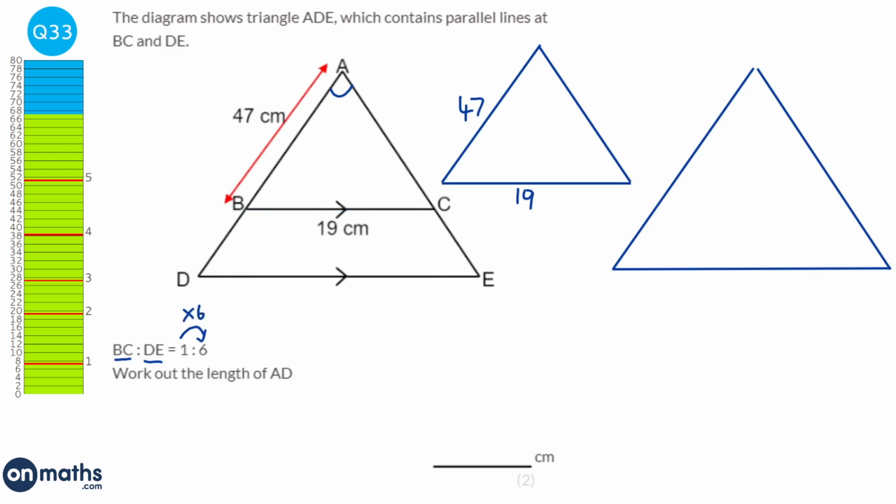So we know the scale factor is 6, and it's asking us to find length AD. And so the corresponding length to AD, which is this one here. So all we need to do is get that 47, times it by the scale factor, so times it by 6 to get to our value. So it's 282.